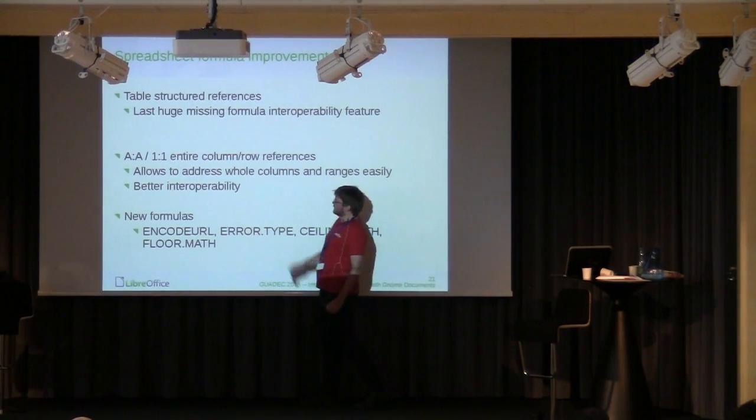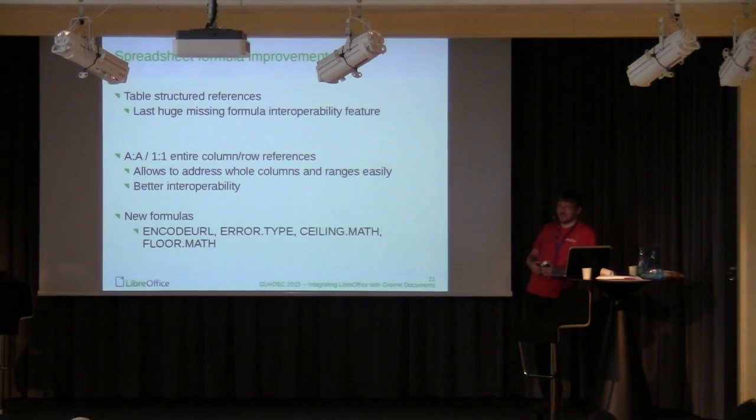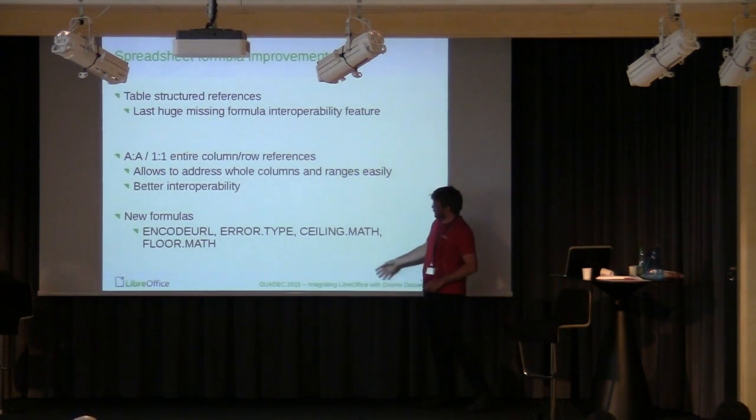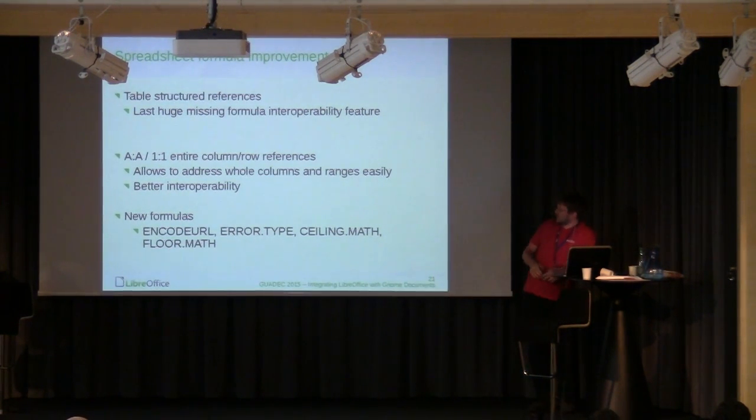Entire column row references are finally supported. We supported them during import and export from OXML for some time. But you can now use them also in the UI, which makes it easier to address a whole column, a whole row. It was a long requested feature. And in each new release, we have a few new formulas, improving our compatibility to Microsoft Office and implementing a few of the missing open formula formulas.